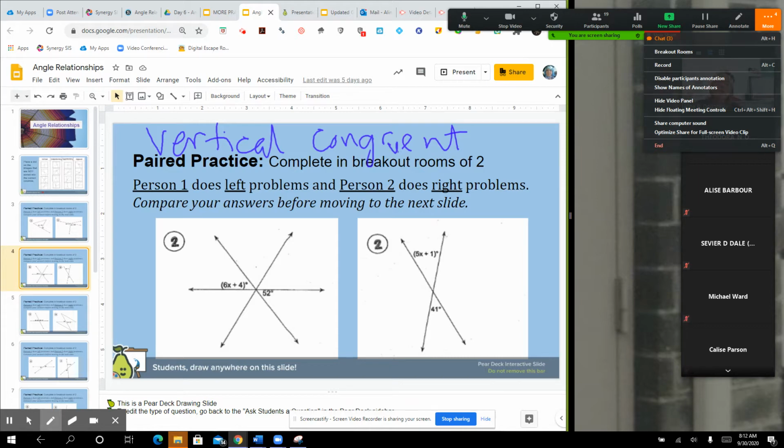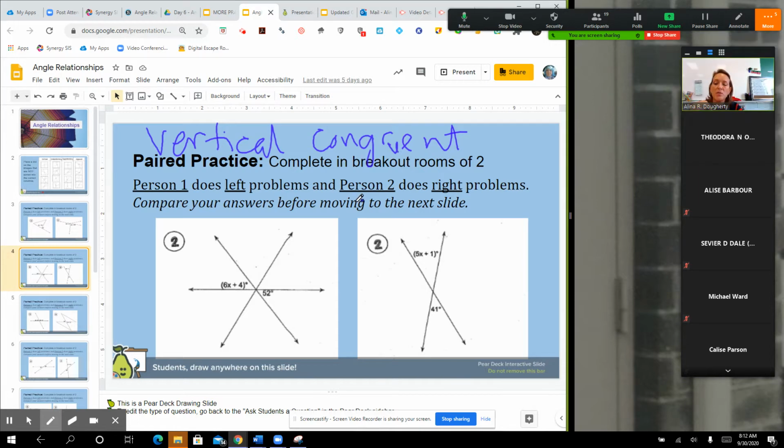So you choose whether you want to do the number 2 on the left or the number 2 on the right. I'll give you about a minute to do that, and then I'll choose one of them and see if we come up with the same answer. Okay? So choose either number 2 on the left or number 2 on the right, your choice. Do I need to stop sharing?